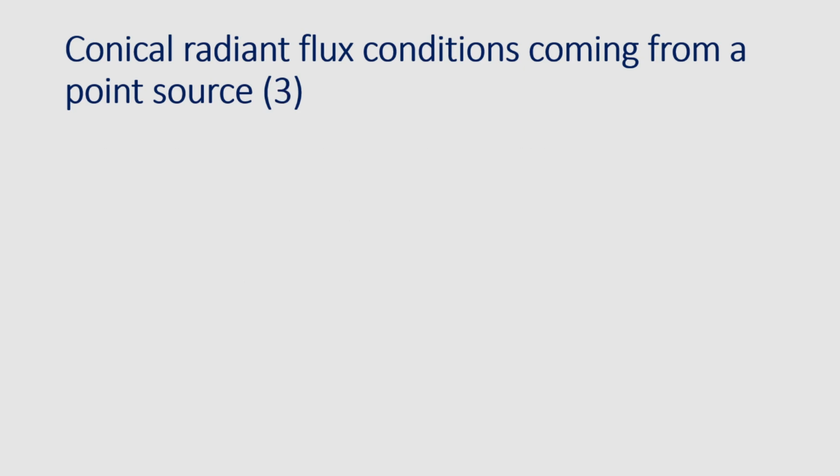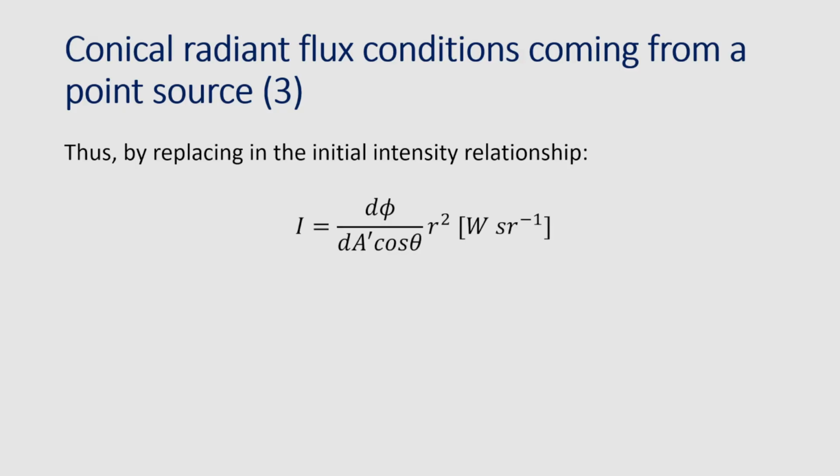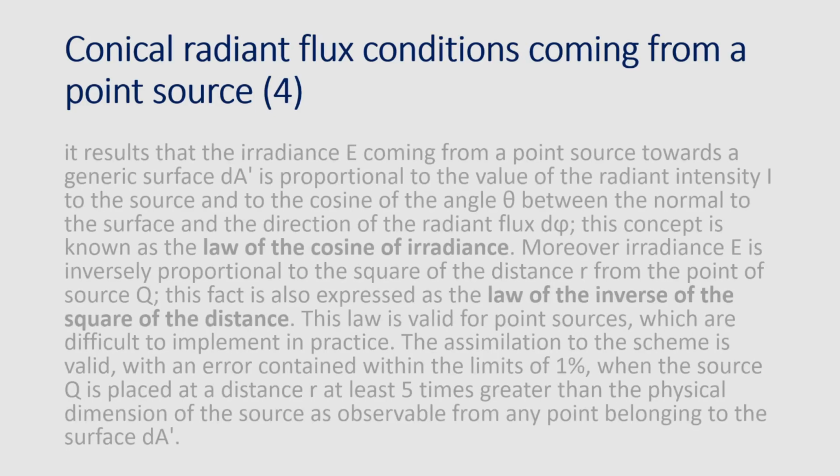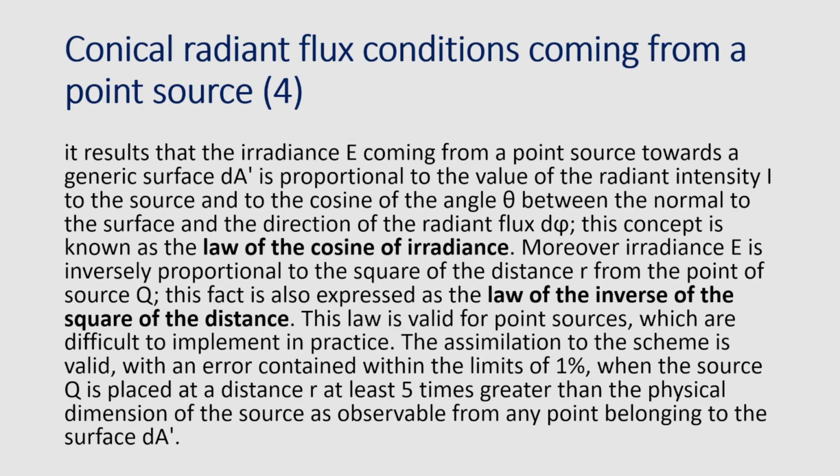Conical radiant flux conditions coming from a point source, 3. Thus, by replacing in the initial intensity relationship, where θ is the angle between the normal n to the surface dA and the direction of the radiant flux d. Finally, by expressing the last report in terms of irradiance E. Conical radiant flux conditions coming from a point source, 4. It results that the irradiance E coming from a point source towards a generic surface dA is proportional to the value of the radiant intensity I of the source and to the cosine of the angle θ between the normal to the surface and the direction of the radiant flux d.